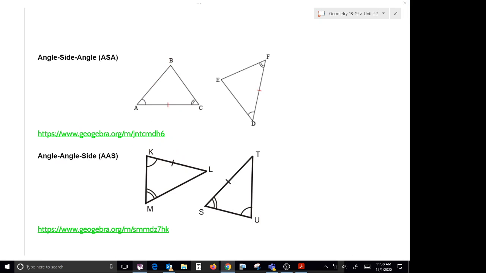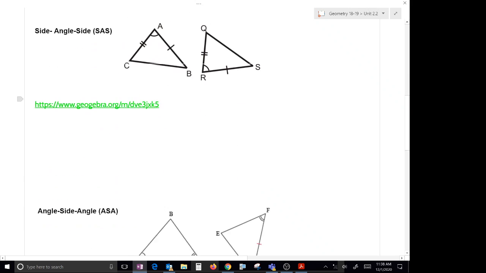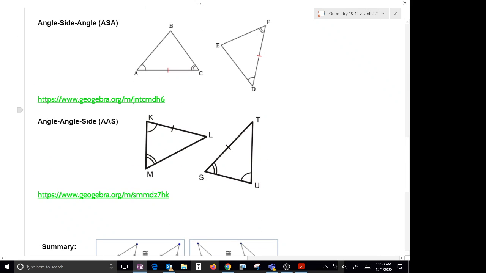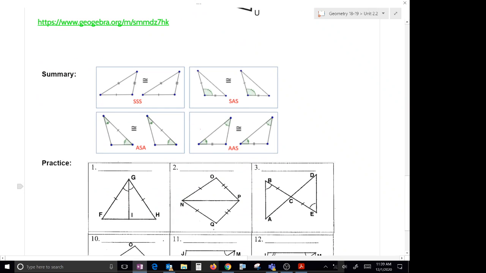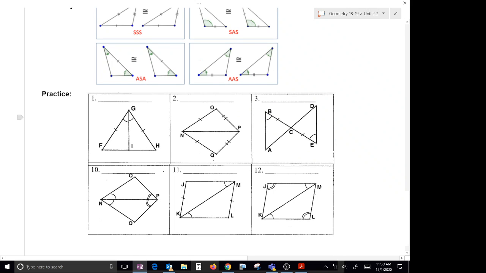And those are our four possibilities for shortcuts. We got side, side, side, side, angle, side, angle, side, angle, and angle, angle, side. And here they are all together. So let's do some practice problems. Our directions are going to be: identify, if possible, which method proves the two triangles congruent.